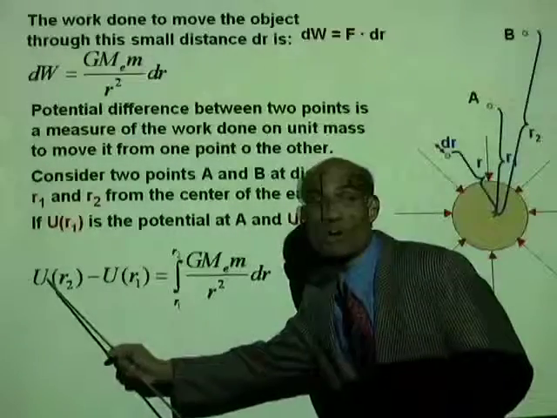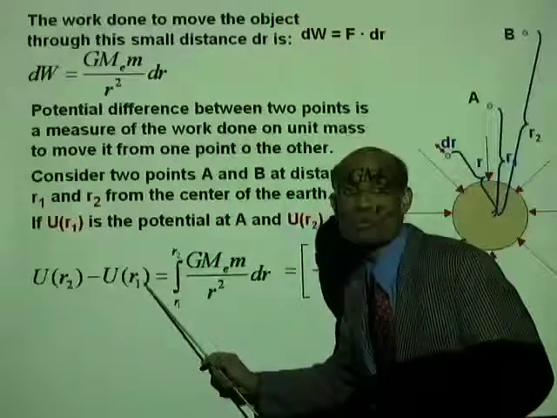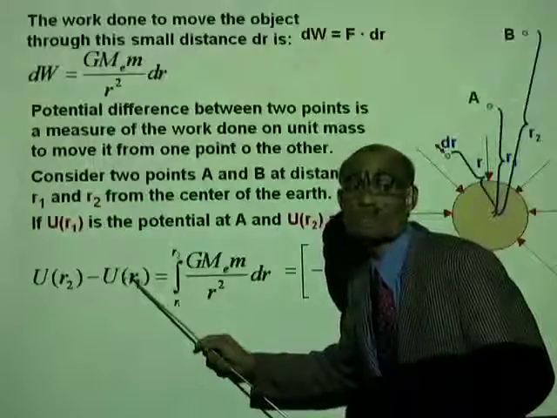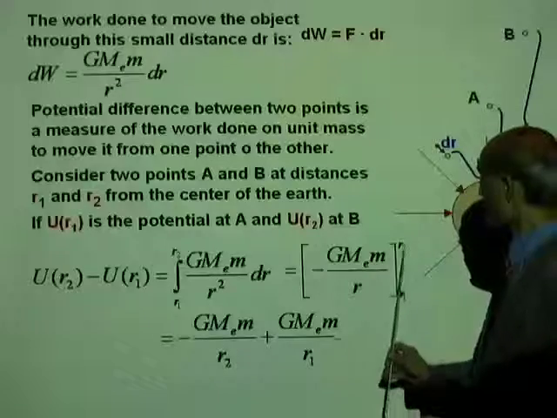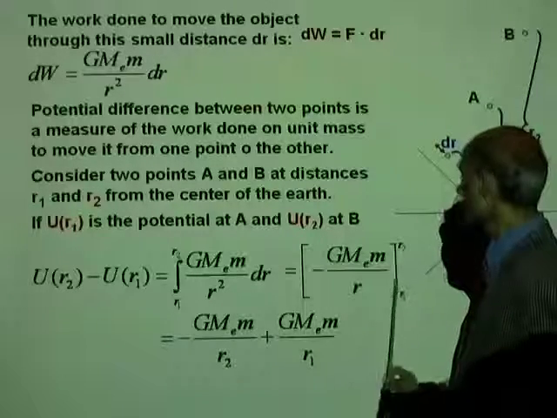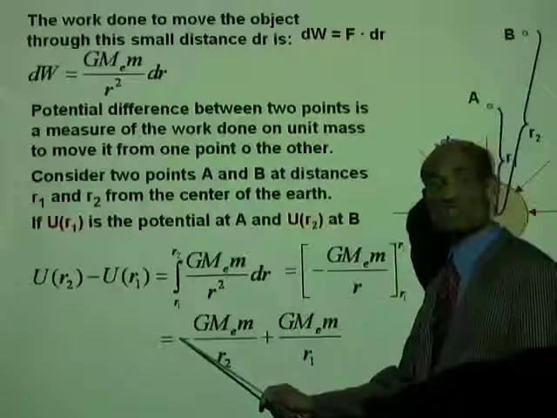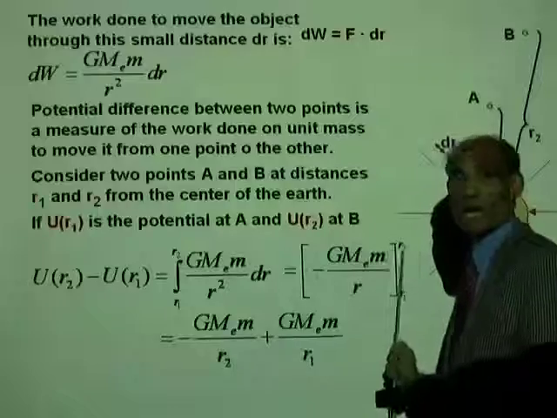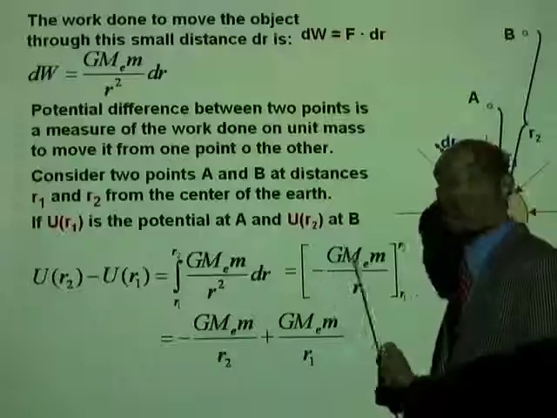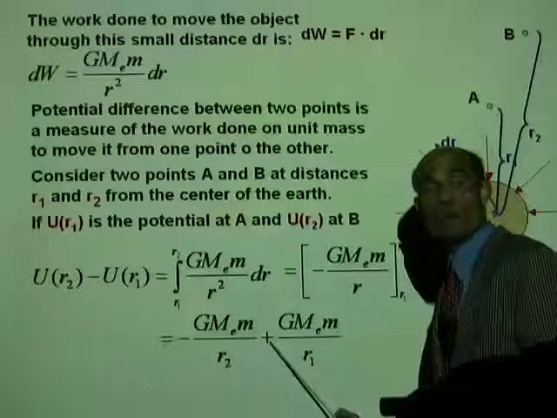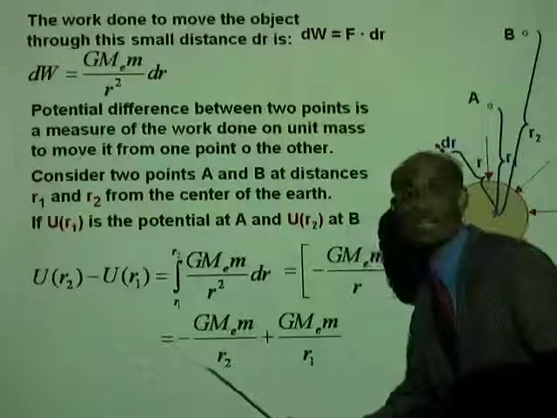And that is a measure of the potential difference. The potential at B minus the potential at A is the potential difference between the two points. Well, if you now put in the upper limit and the lower limit, the R becomes R2, negative G M_E M over R2. Now you know how to do that. Minus negative will become positive G M_E M over R1. So the right side is now this.